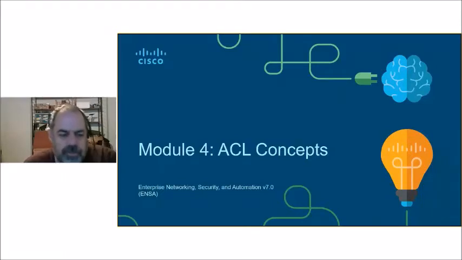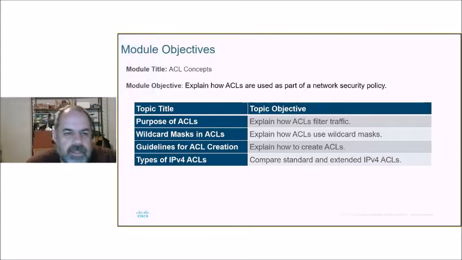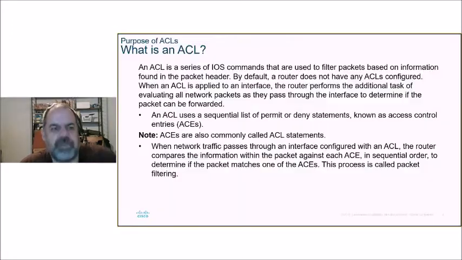So we're up to module 4 of ENSA, talking about ACL concepts. We're going to explain how ACLs are used as part of network security policy. We'll talk about the purpose, the wildcard masks used in ACLs, guidelines for ACL creation, and then types of IPv4 ACLs. Okay, purpose of ACLs.